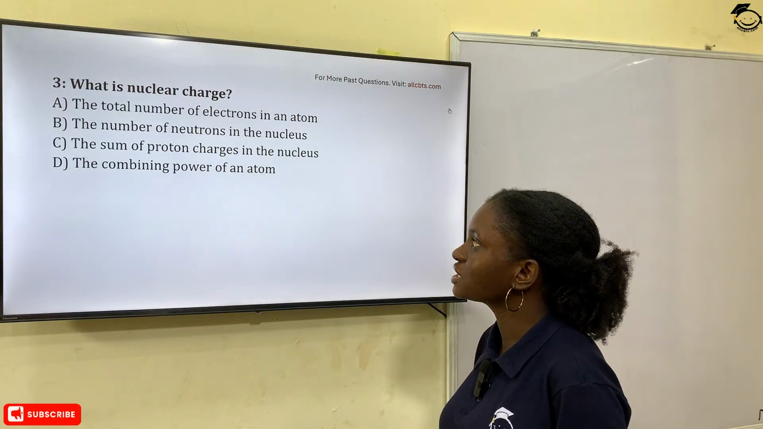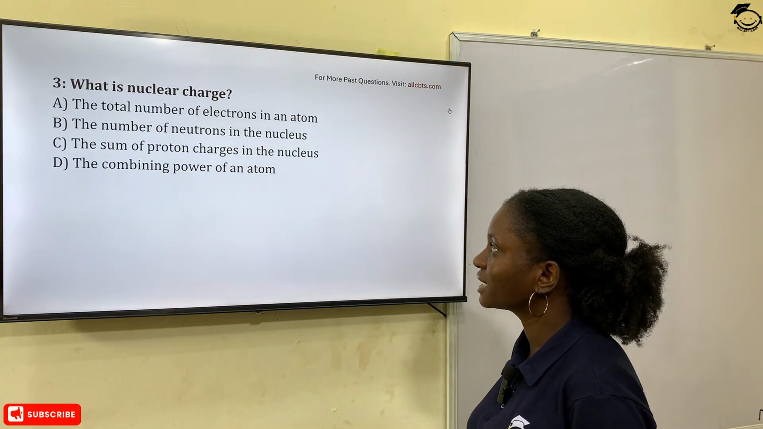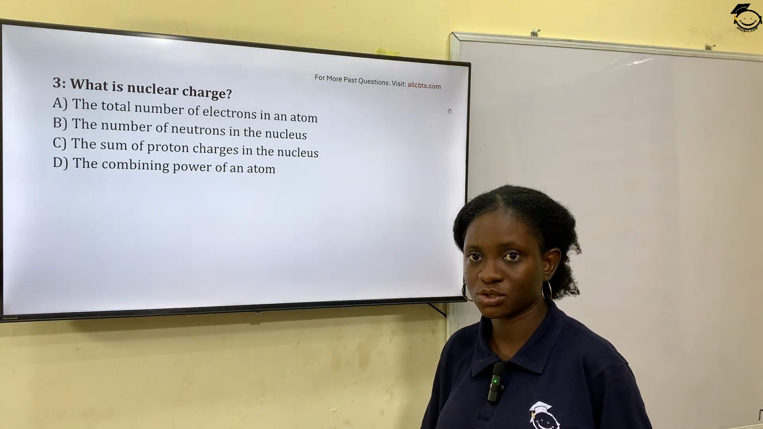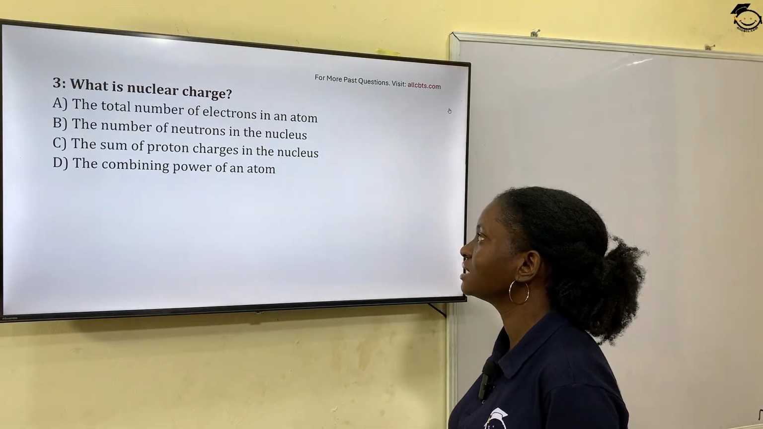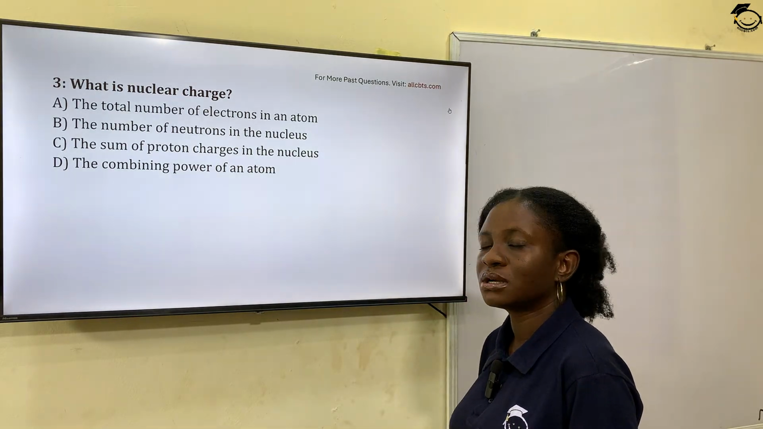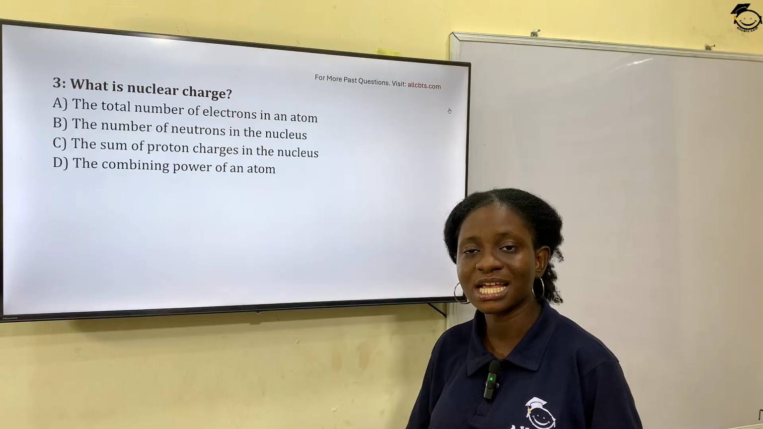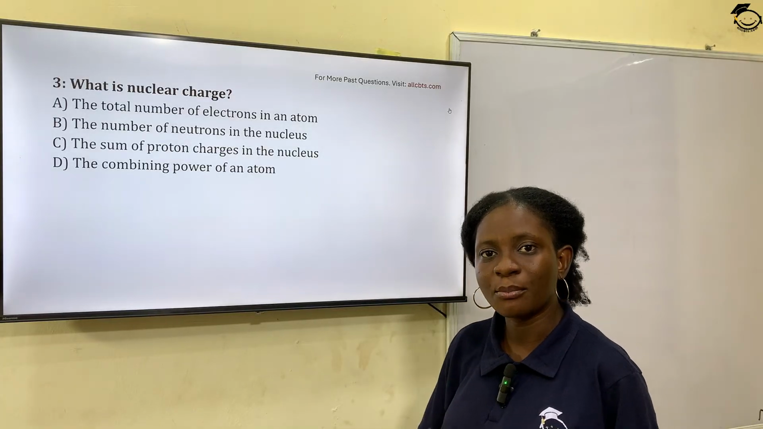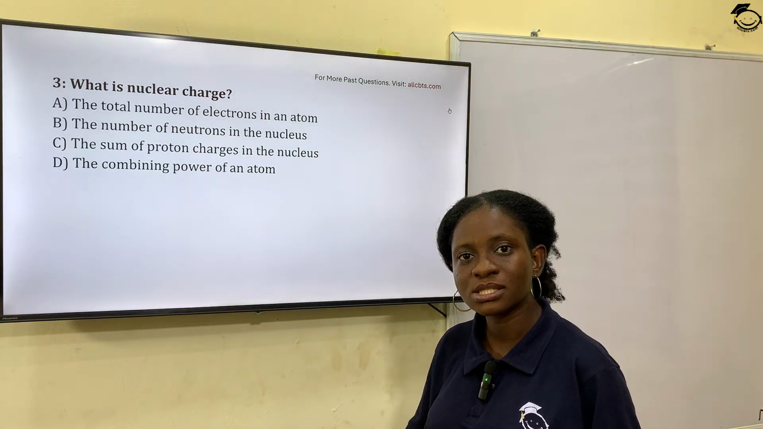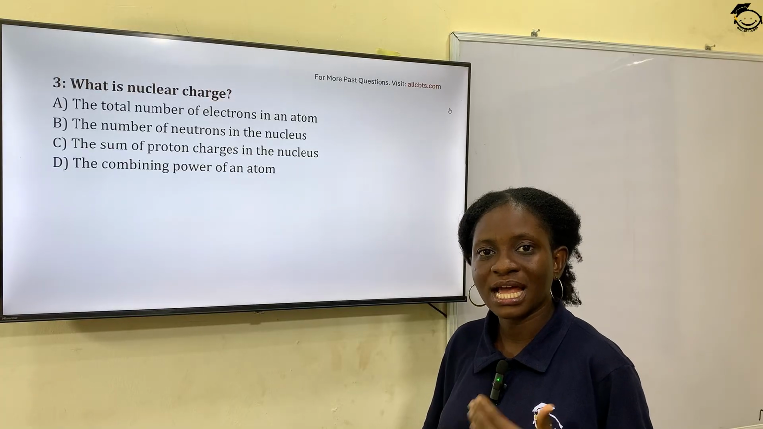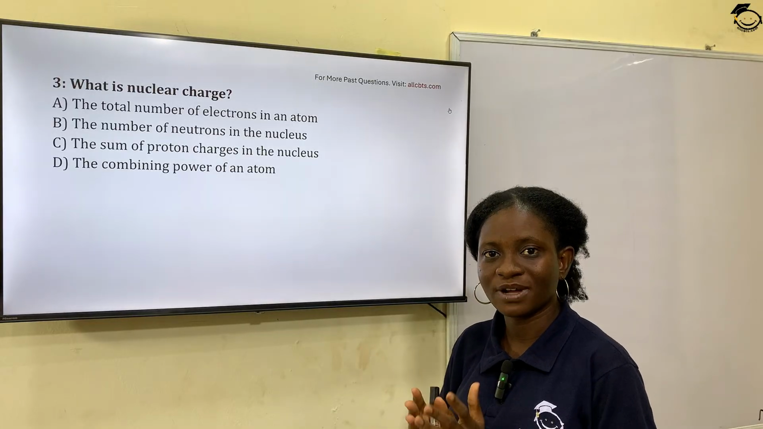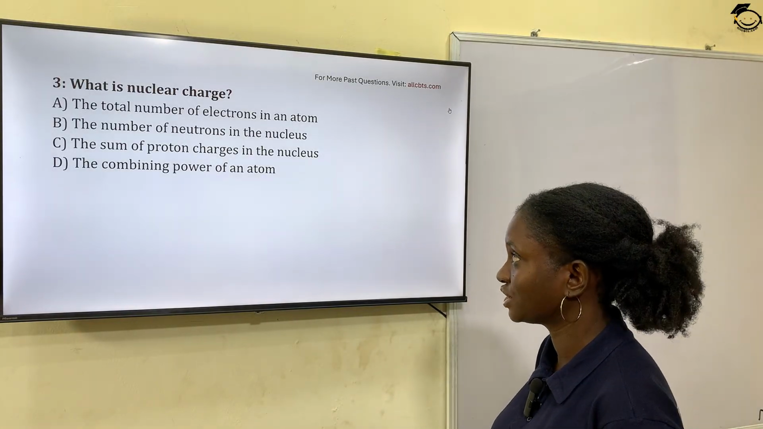Question 3. What is nuclear charge? Nuclear charge is the sum of proton charges in the nucleus, because neutron is neutral, it has no charge, and neutron and proton are present in the nucleus of an atom. Since neutron has no charge and proton has charge, the sum of the proton charges in the nucleus of an atom is what is called nuclear charge.